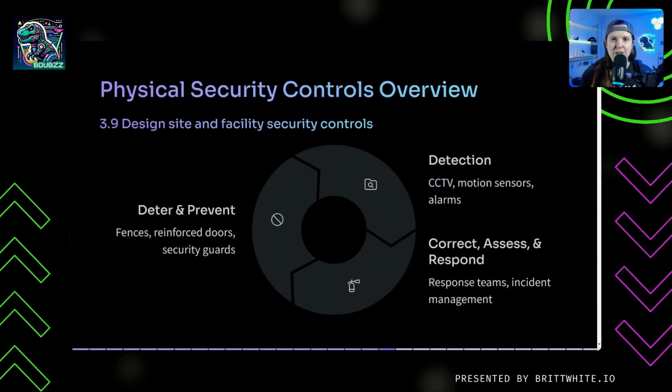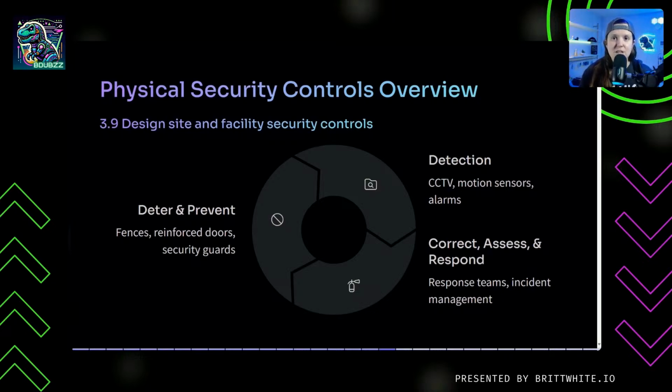Next up are detection controls. This includes your CCTV systems, motion sensors, glass break detectors, and intrusion detection alarms. They work 24/7 to spot any security breaches or suspicious activity. And finally, we have controls for correct, assess, and respond. These include your security response teams, incident management procedures, and emergency protocols. When something happens, these ensure swift and appropriate action.